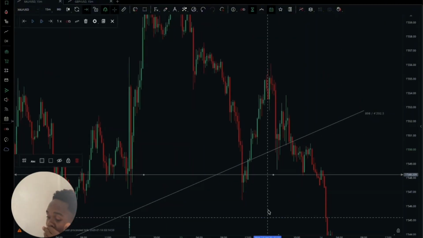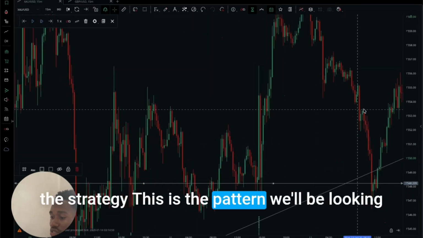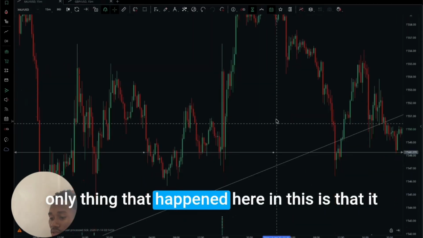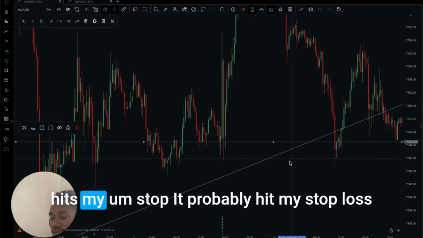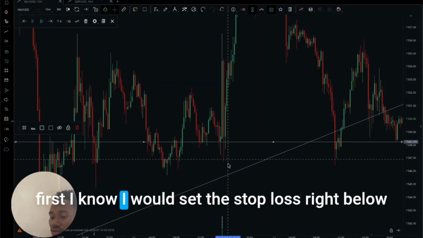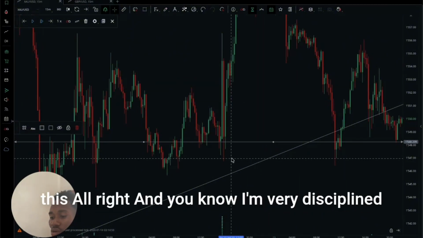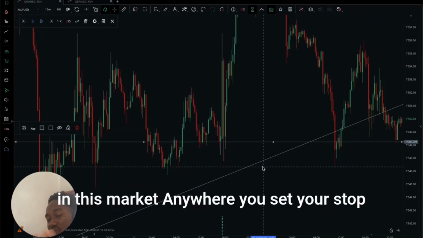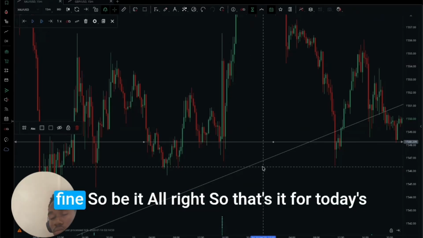So that's basically it. It was the strategy. This is the pattern we've been looking for, over here. So it formed, and the only thing that happened here is that it hit my stop. It probably hit my stop loss. I would set the stop loss right below this, and I'm very disciplined in this market. Anyway, you set the stop loss, you have to leave it there. If the market hits it, it's fine.